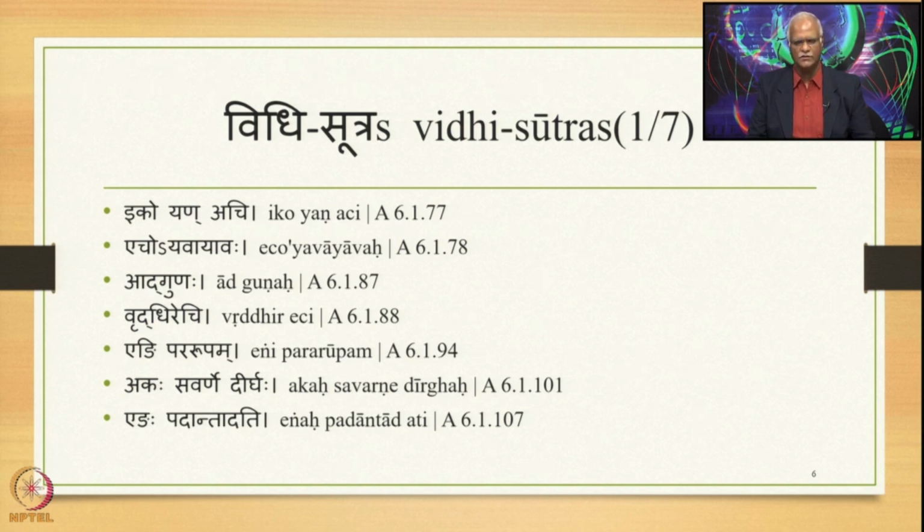Then we have Adgunaha 6.1.87 prescribing the Guna Sandhi and Vriddhirechi prescribing the Vriddhi Sandhi. This is 6.1.88. They will also be studied. Similarly, the Pararupa Sandhi that is stated in the small subsection starting with 6.1.94 Ingi Pararupam will be studied. The other important Sandhi is Savarna Dirgha Sandhi, which is stated by Akas Savarne Dirghaha 6.1.101, as well as the Purva Rupa Sandhi stated by Engah Padantadati, which will also be studied.